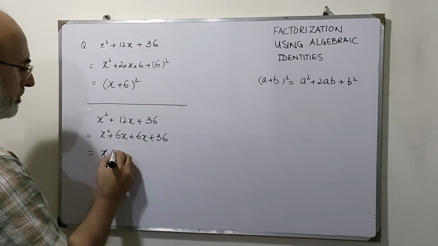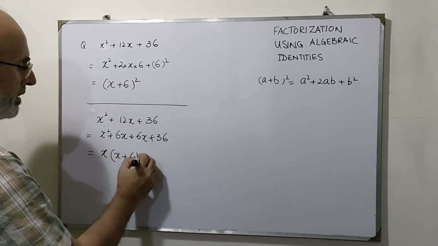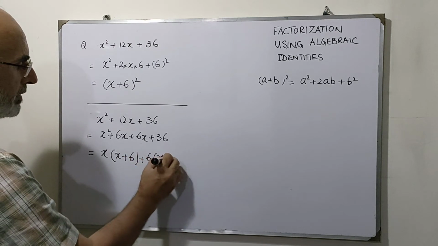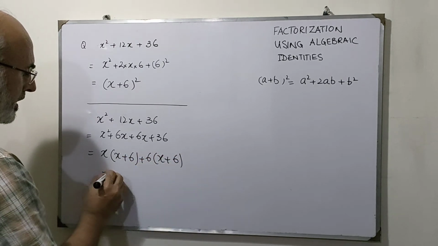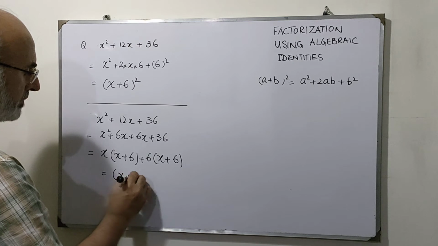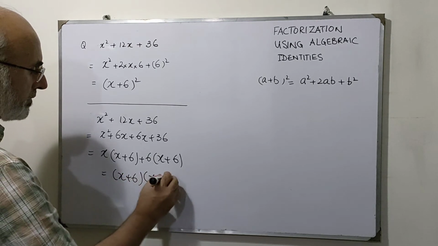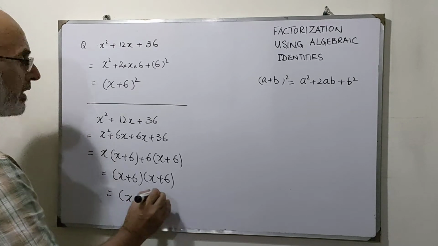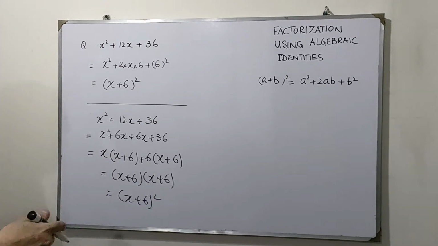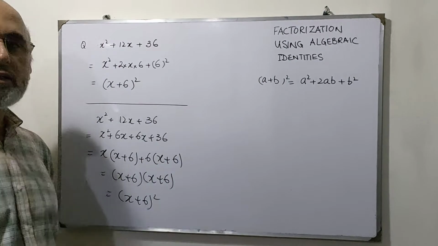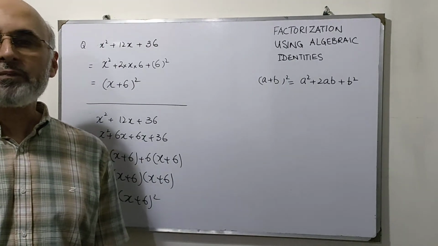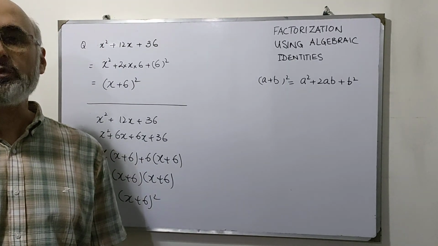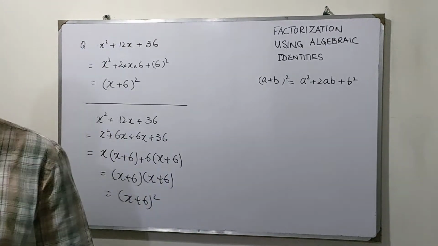So x is common, x plus 6. 6 is common, x plus 6. So we have here x plus 6 into x plus 6, which is x plus 6 whole square. So it is the same. So we can solve by using algebraic identity as well. So let's take one more example.